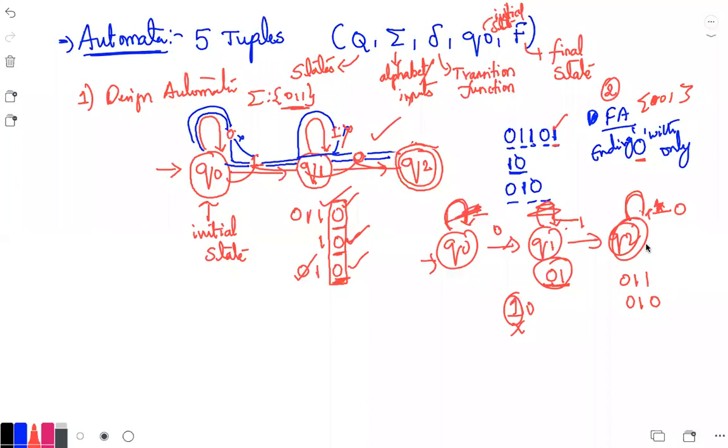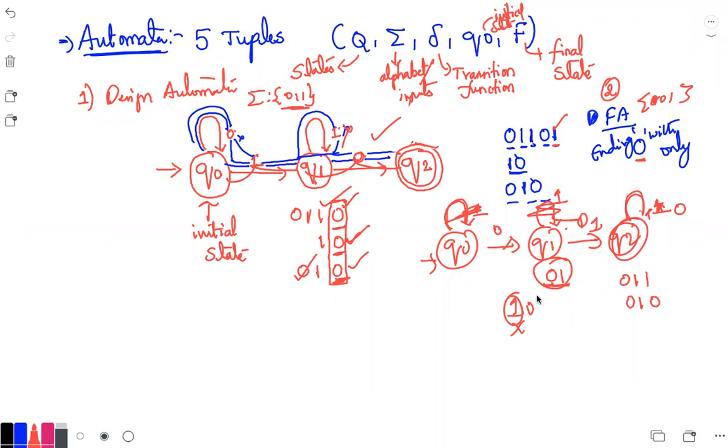We can still take intermediate input 1 at Q1, no, sir? It will be Q0, 1. Like this, you're asking? No, sir. 0, 1, 1. 0, 1, 1, that's also valid. Yes, sir, that's what I'm saying.